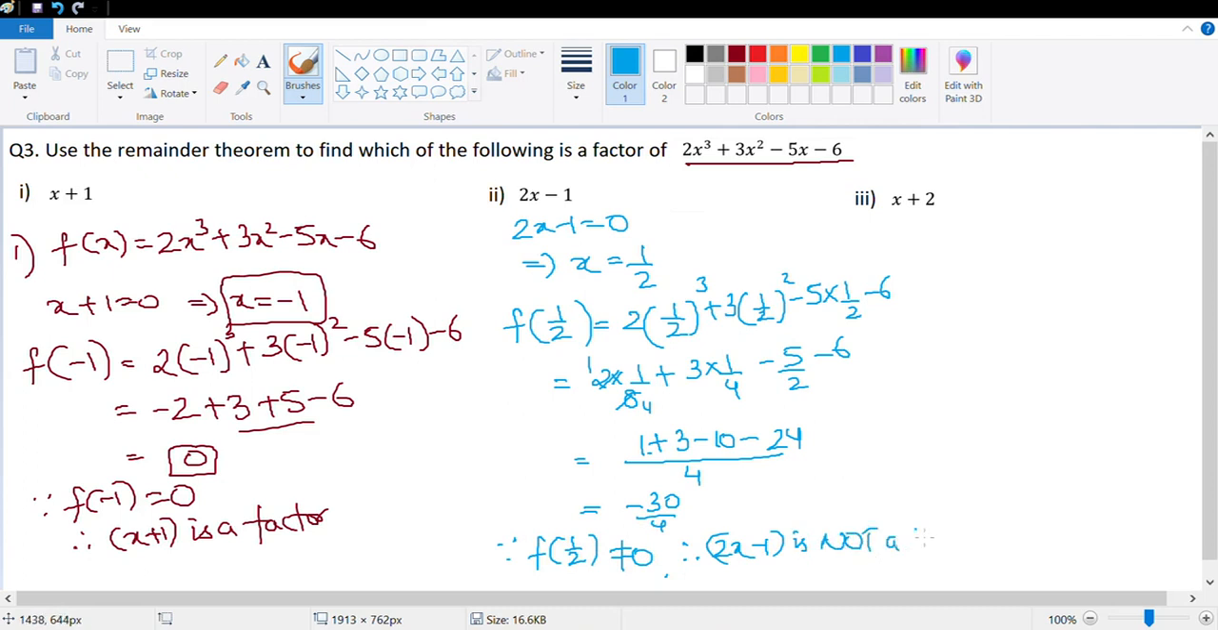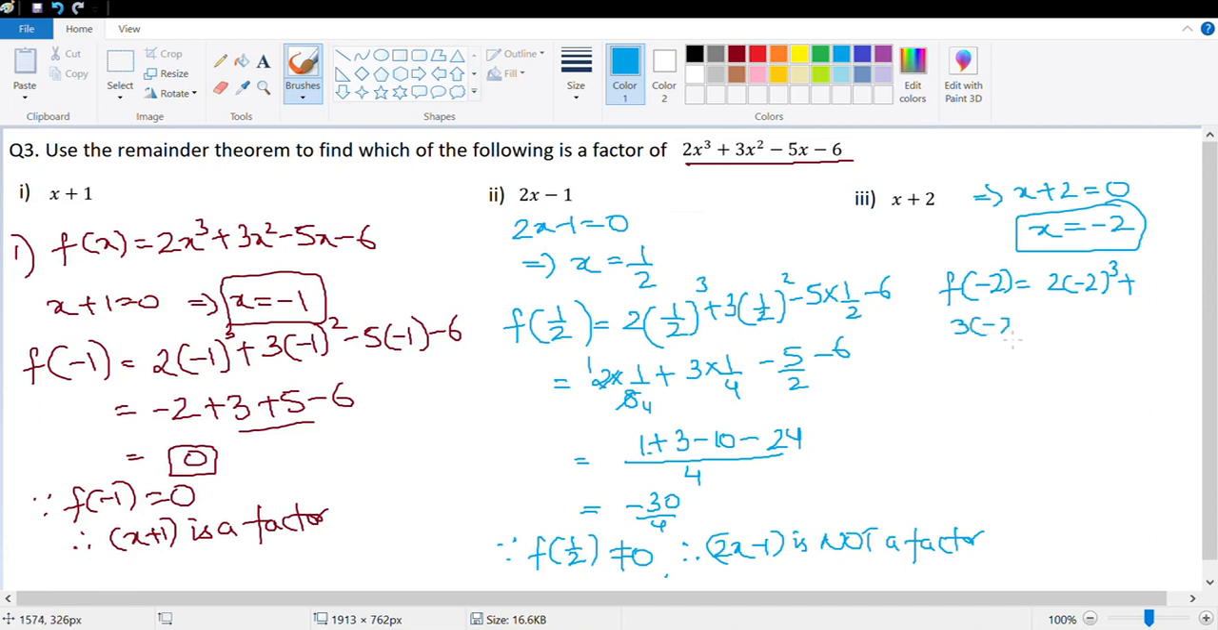It will be a factor only if the remainder is 0. The last one says x plus 2 is equal to 0, which means x is equal to minus 2. Let's figure out the value of the polynomial when x is equal to negative 2. We get 2 times negative 2 cube plus 3 times negative 2 square minus 5 times negative 2 minus 6.